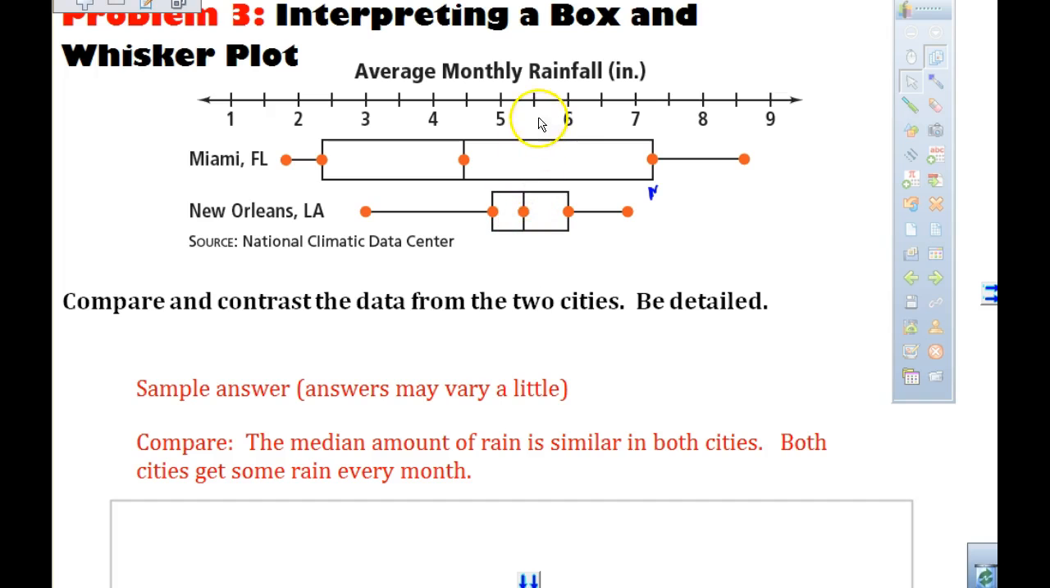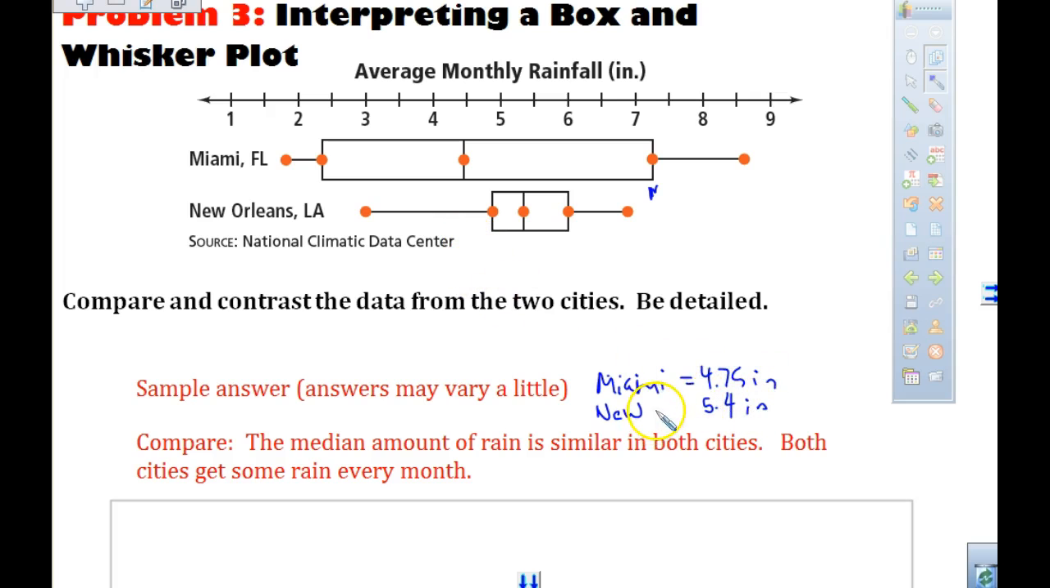Here, about 4.75 inches. Is 4.75 inches of rain, if we're looking at Miami, and 5.4 inches of rain in New Orleans, is that pretty similar as far as rain total goes in those cities? It's pretty similar. Could you say New Orleans median rainfall in inches per month is more than Miami, Florida, that'd be another statement, right? So looking at these, you want to think of as many different ways that you can write it.